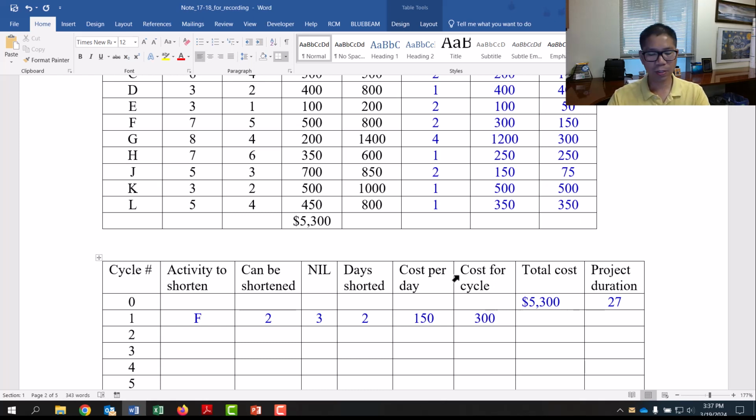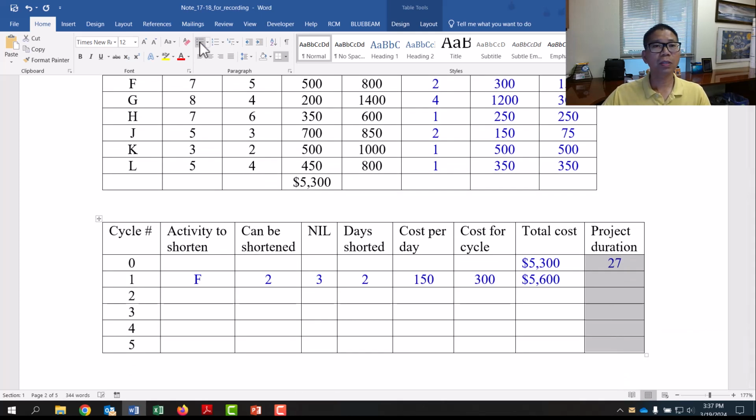So from here you have 5,600. It means if you reduce activity F by 2 days, the project cost increases. Total project cost becomes 5,600, and the duration becomes 25 days.